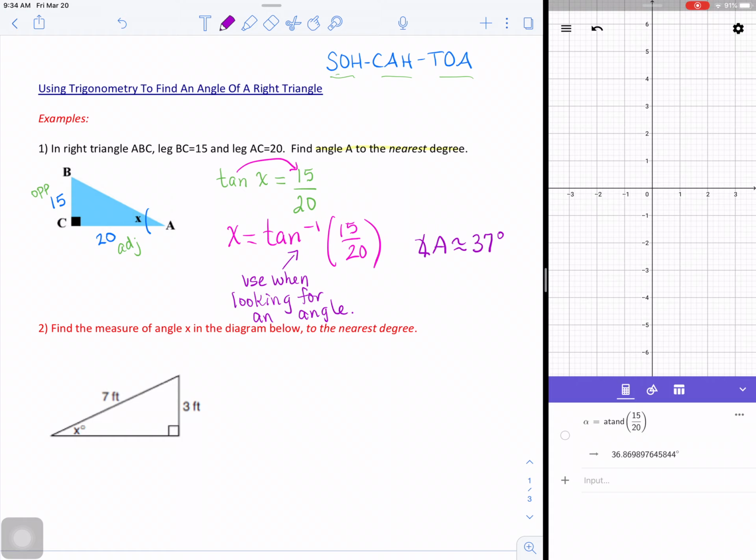Now, the only thing that will be different about doing the problems in this lesson is you'll have to make the decision at the beginning of the problem, which function am I going to use? The same decision you made when you were looking for a side. And then when you go to use your calculator, you have to tell the calculator, I'm not looking for a side, I'm looking for an angle by using the inverse.